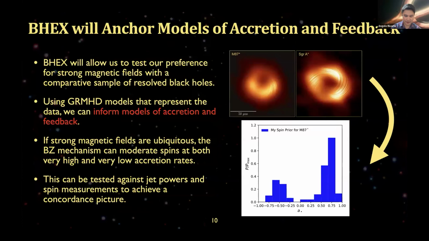So wrapping up here, BHEX will be able to help us anchor models of accretion and feedback, allowing us to test our preference for strong magnetic fields that we have for M87 and Sagittarius A*, with a comparative sample and see if there are any differences in different environments. Then we can use GRMHD models that represent the data to develop new recipes. I've shown that if strong magnetic fields are ubiquitous, the BZ mechanism can moderate spins at both very high and very low accretion rates. And this can be tested against jet powers and spin measurements from other missions to achieve a concordance picture. Thanks, and I'll take questions.